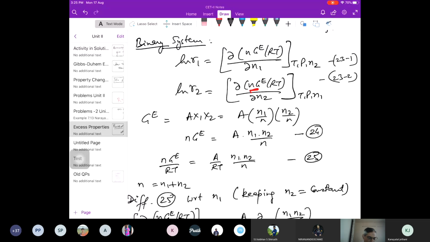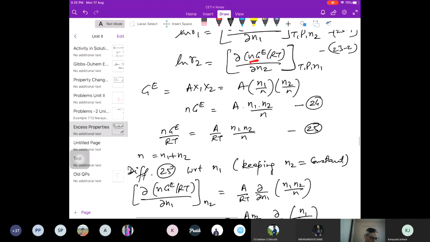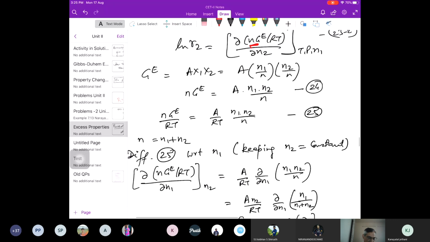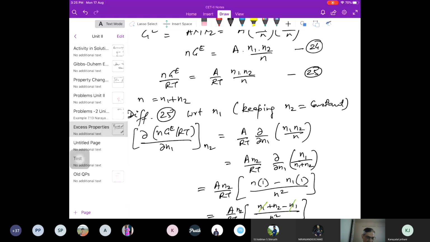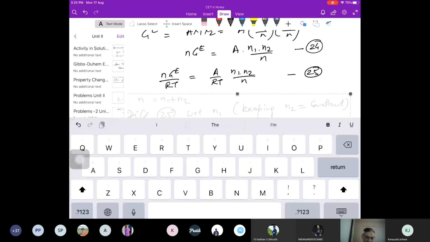So now we want to take the partial derivative of nG^E by RT. n is nothing but n1 plus n2 for a binary system. We differentiate equation 25 with respect to n1, keeping n2 constant. So we get the partial derivative of nG^E by RT with respect to n1 at constant n2 is equal to A by RT into the partial derivative of n1 n2 by n. Right? So if we take n2 constant outside, it is A n2 by RT, partial derivative of n1 upon n, where n is nothing but n1 plus n2.